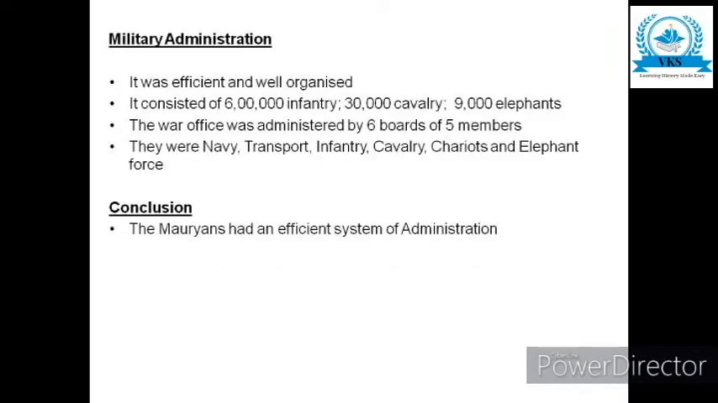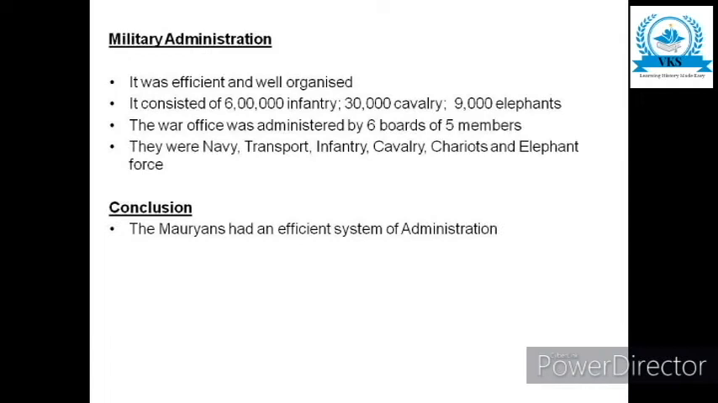The last subheading is military administration. The Mauryan military was efficient and well organized. It consisted of 6 lakh infantry, 30,000 cavalry, 9,000 elephants. The war office was administered by 6 boards of 5 members. Now which were these 6 boards? That is, one was transport, infantry, cavalry, chariots, and elephant force.